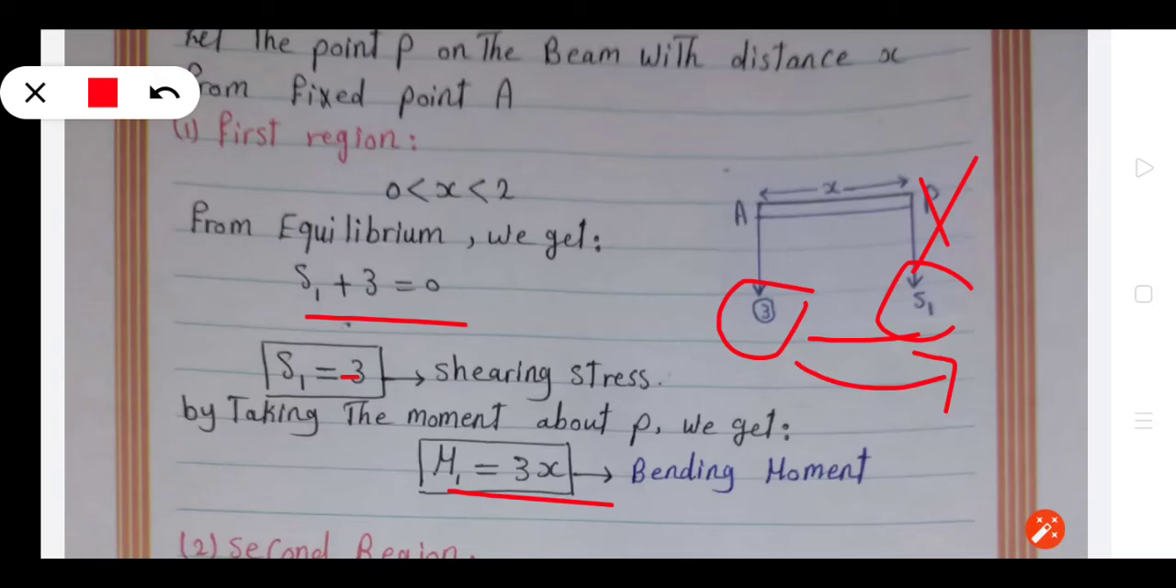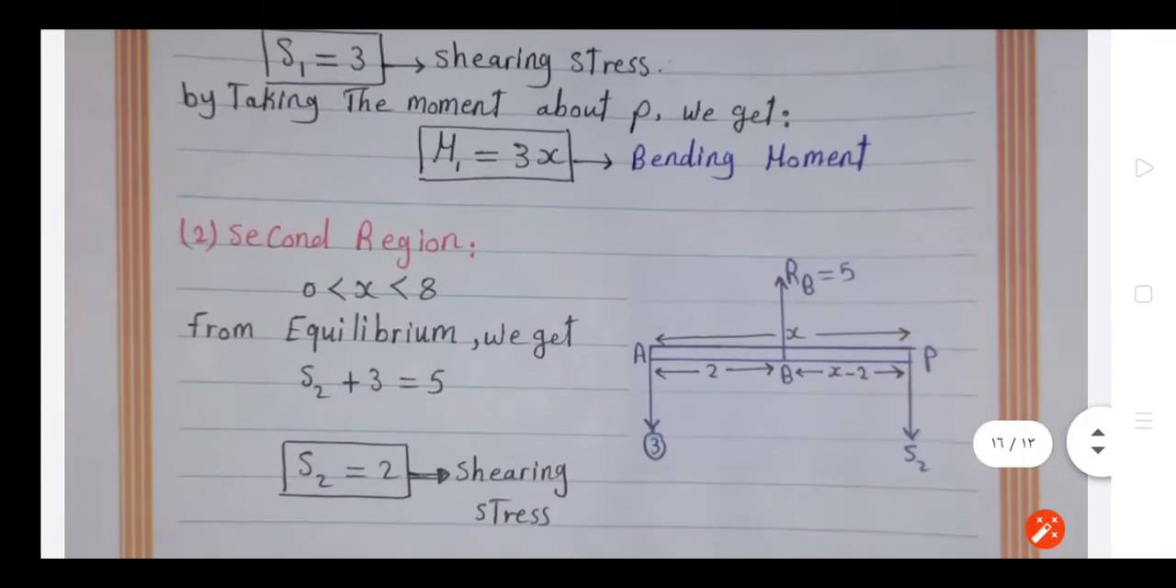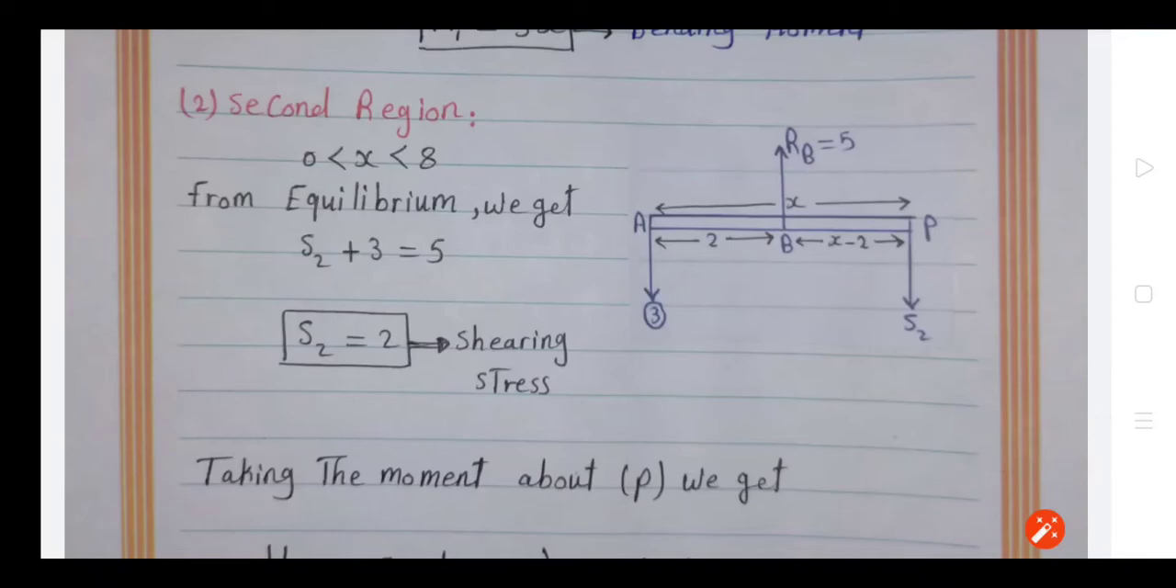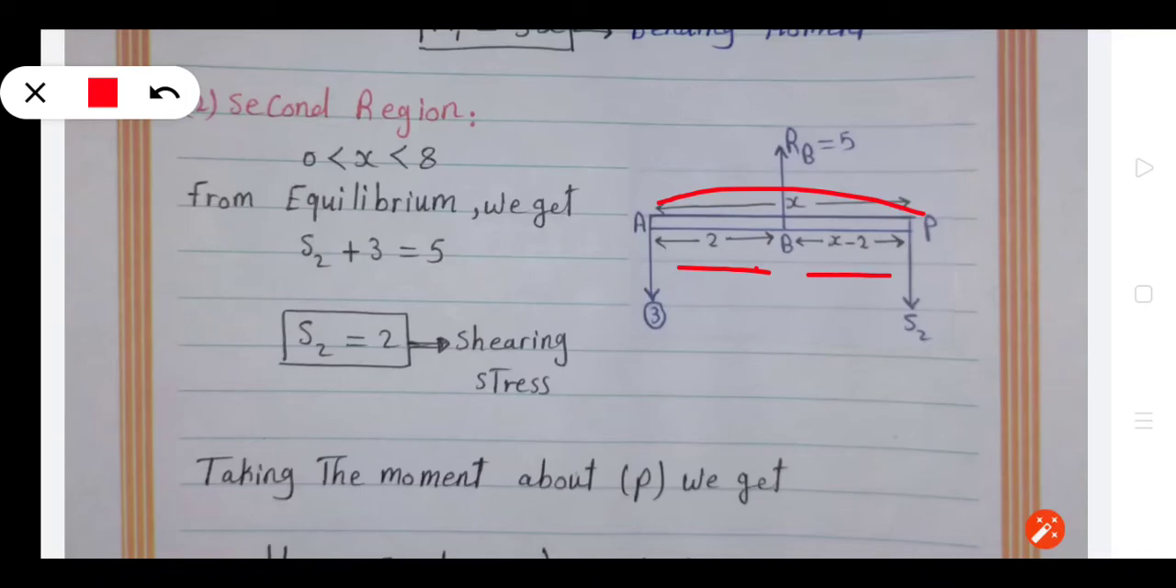Studying the second region. The second region is from B to before the weight 5 at point C, which is in the middle. This distance is 2, the whole distance is x, so this distance from B is x minus 2. First, we study the equilibrium. S2 plus 3 equals 5, so S2 equals 2.